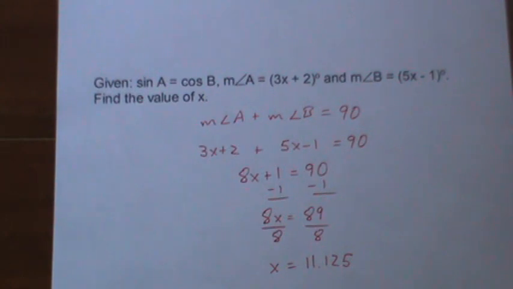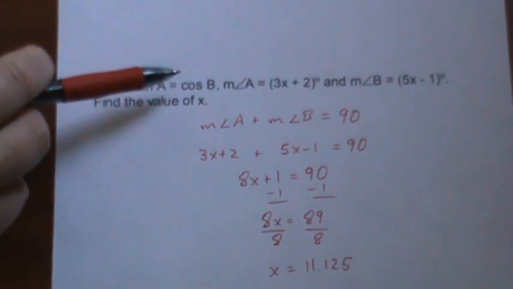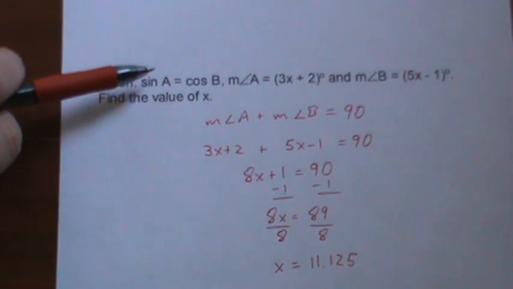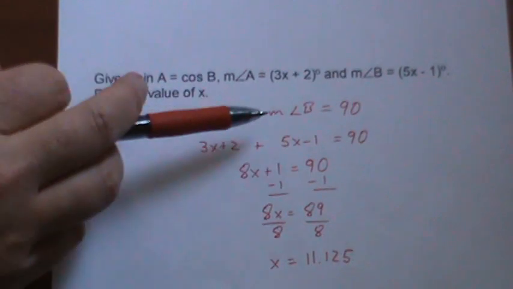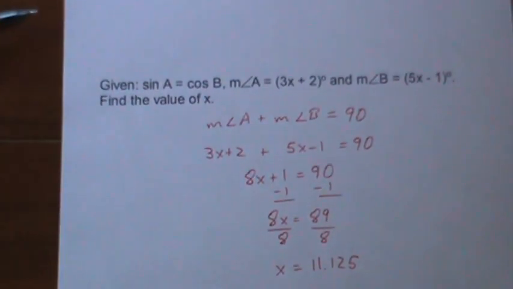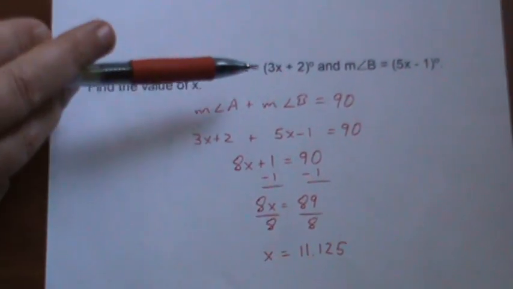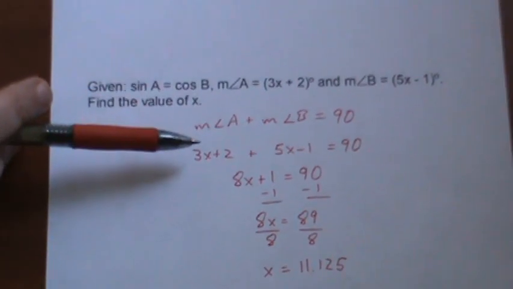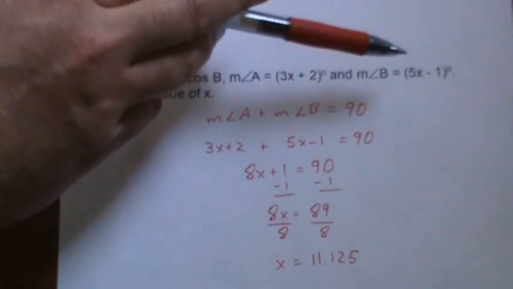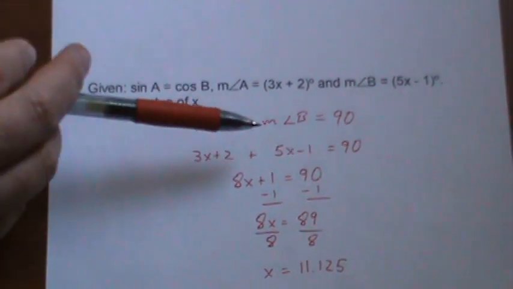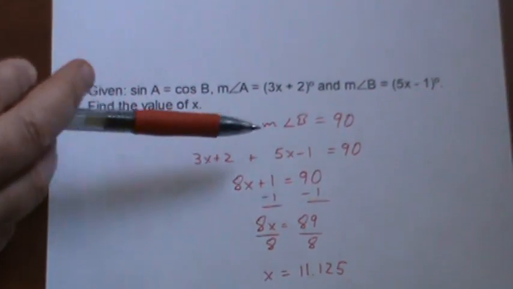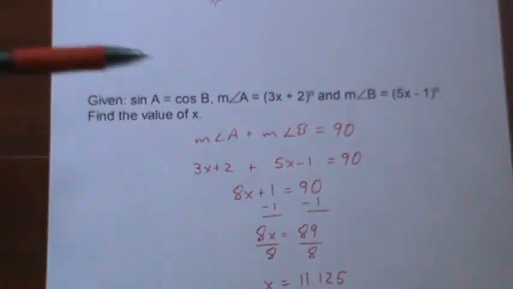So, as we said, since the sine of A is equal to the cosine of B, these angles are complementary, which means their measures add up to 90. So the measure of angle A plus the measure of angle B is equal to 90. When I substitute in, I can put 3x plus 2 in for the measure of angle A, 5x minus 1 in for the measure of angle B. When I combine like terms, 3x and 5x is 8x, 2 and negative 1 is positive 1.